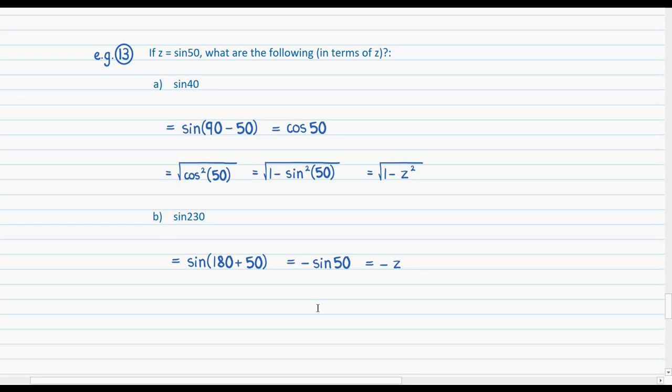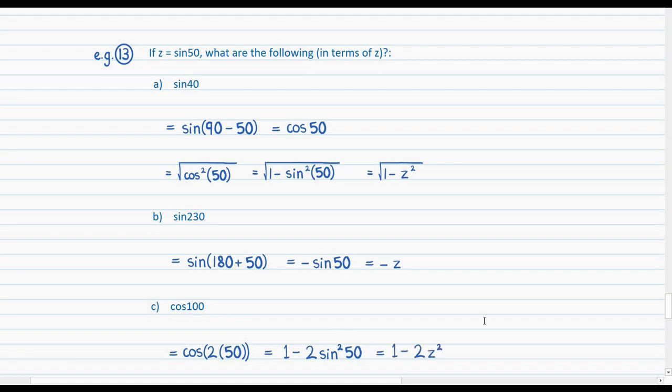For part C, we need to rewrite cos 100 in terms of sine 50. So the most obvious way the number 100 can relate to the number 50 is by multiplying it by 2. So we can rewrite this as cos of 2 times 50, which from the double angle formula would be equal to 1 minus 2 sine squared 50. Therefore, 1 minus 2z squared.